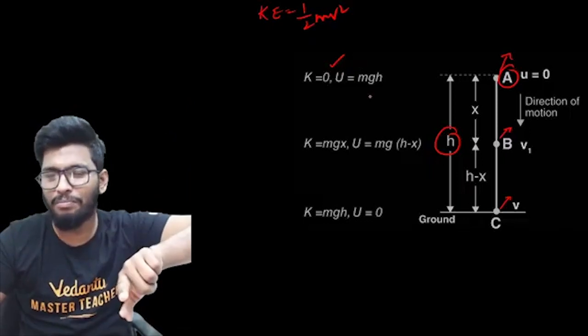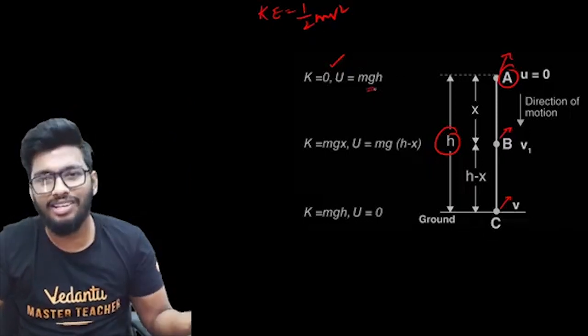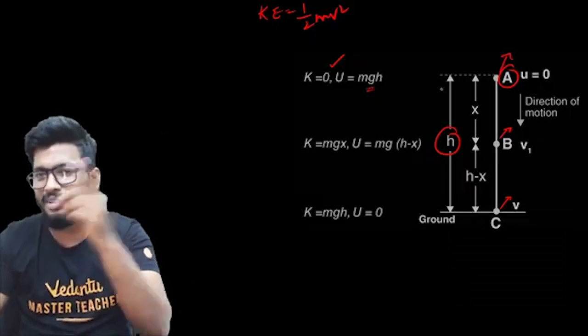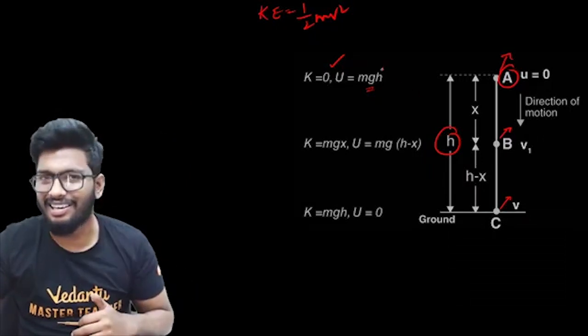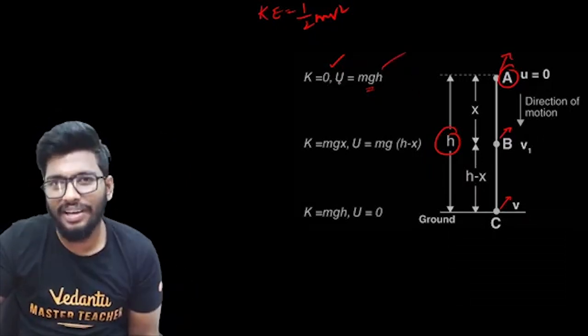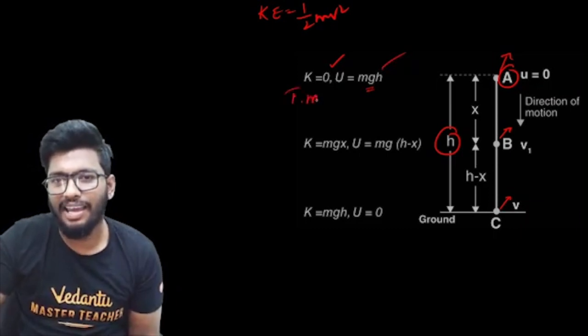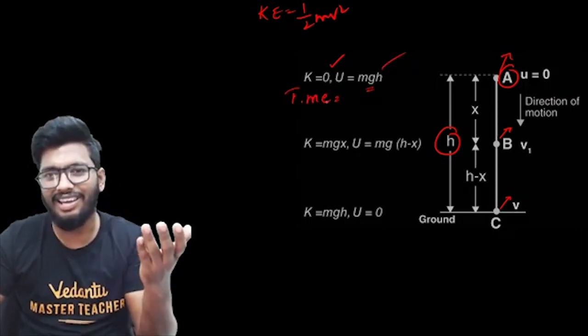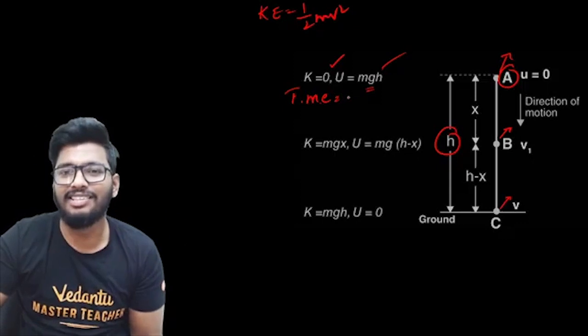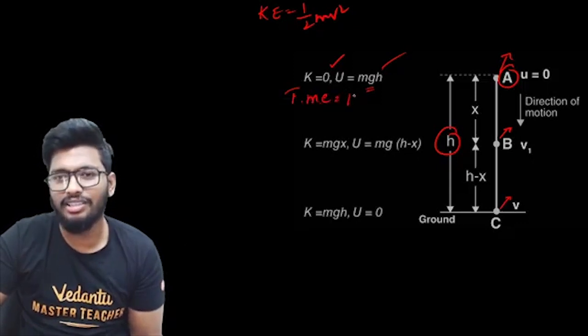So what is the formula of potential energy? U is equal to mgh. So m into g into h, because the height is h, that is the potential energy. So what is the total mechanical energy? The total mechanical energy, I'm just going to take it as Tm because I don't have enough space to write. So that's kinetic energy plus potential energy, so that's K plus U, which is nothing but 0 plus mgh, which we get as mgh.